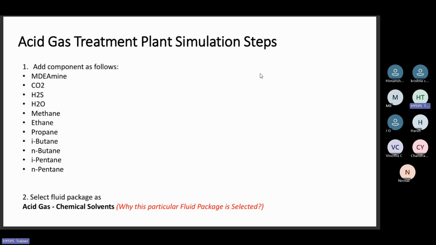So we will be adding different components. First our methyl diethanolamine, that is MDEA amine, then CO2, H2S and H2O. Then we will be adding some hydrocarbons like methane, ethane, propane, i-butane, n-butane, i-pentane, n-pentane, just to simulate the natural gas stream. Now we will be selecting one fluid package, which is acid gas chemical solvent. I will be demonstrating why this particular fluid package is selected for this simulation.